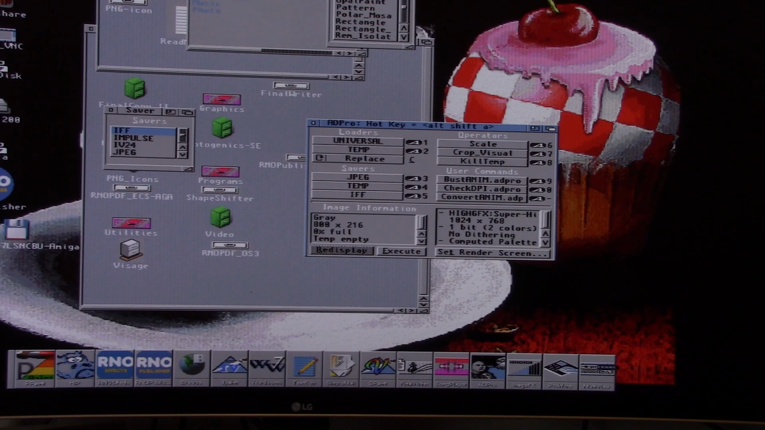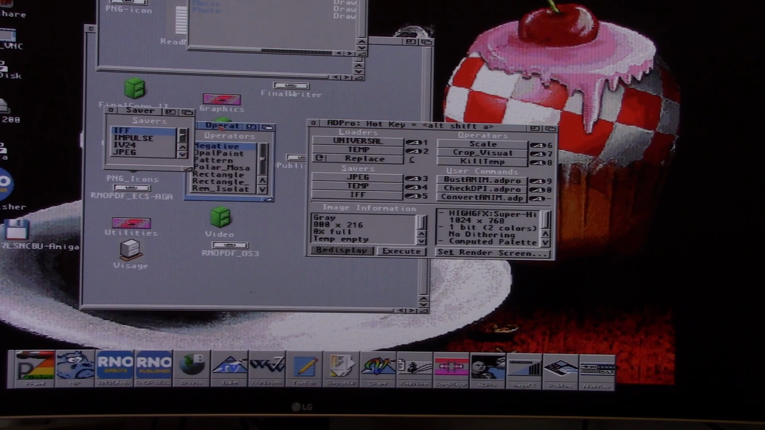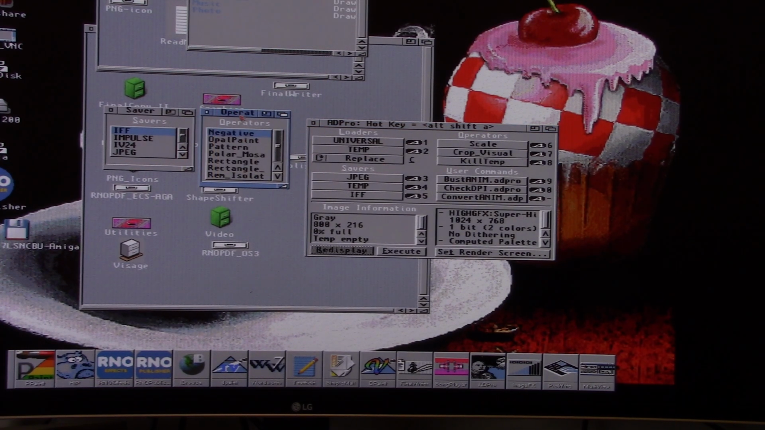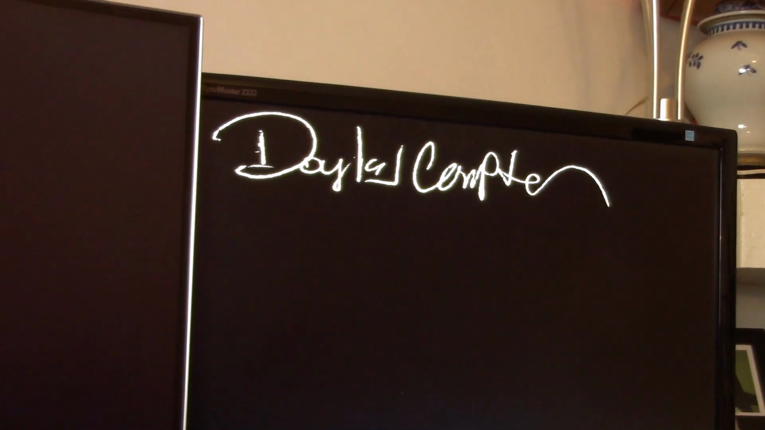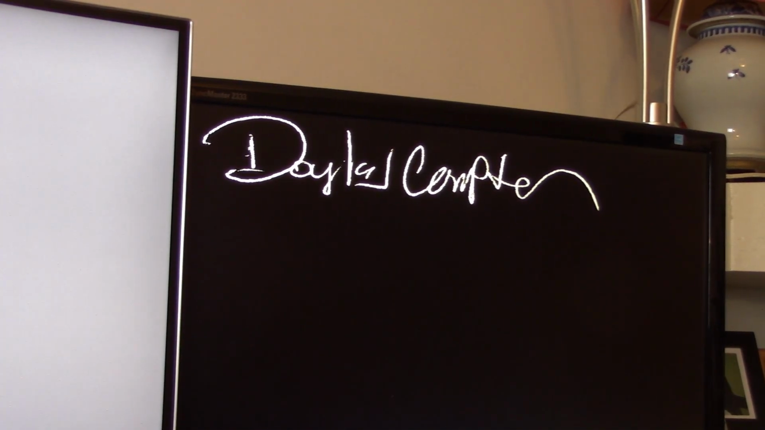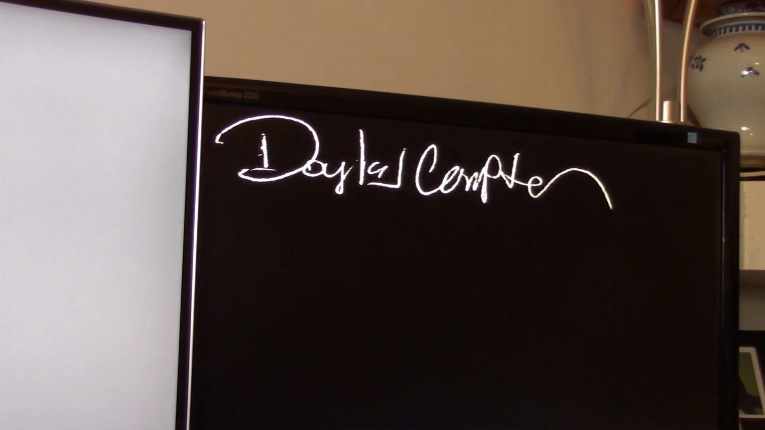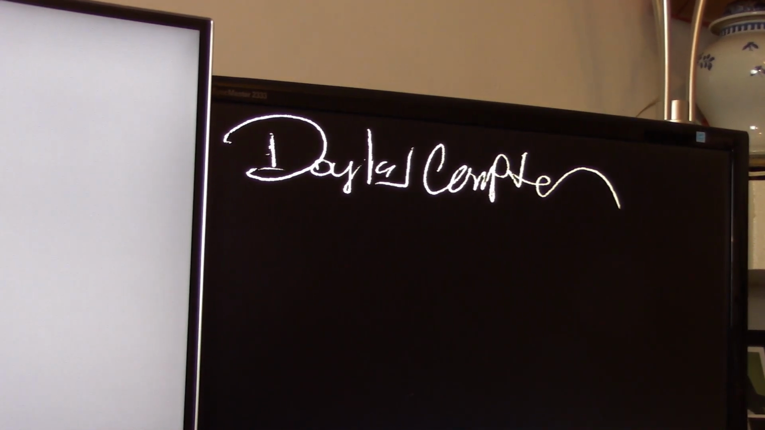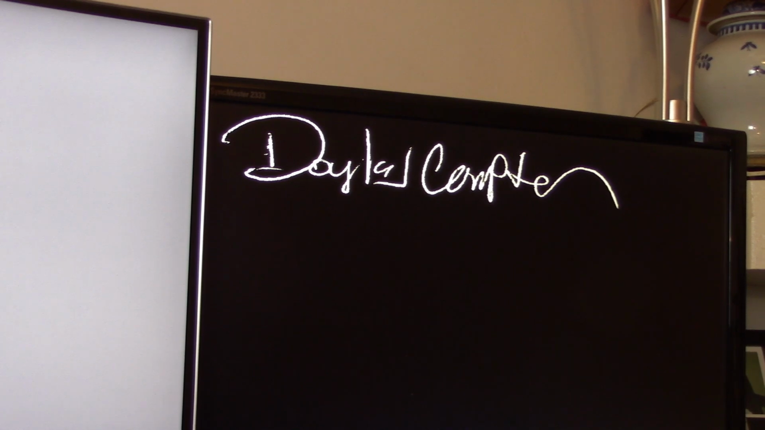All I have to do is go to my operators command right here, choose negative, double click that. Now when I take a look at it again, it is a white on black image. Pretty cool, huh? Now I can save this and I can just bring it right over into Personal Paint.